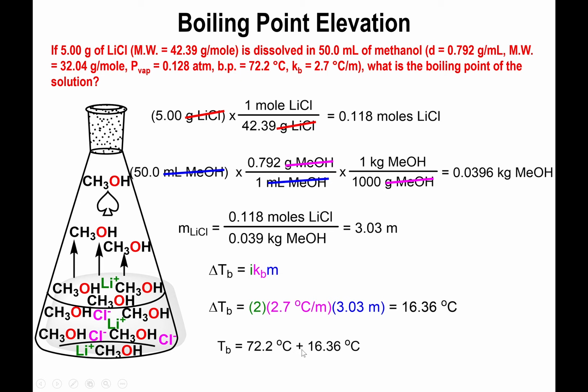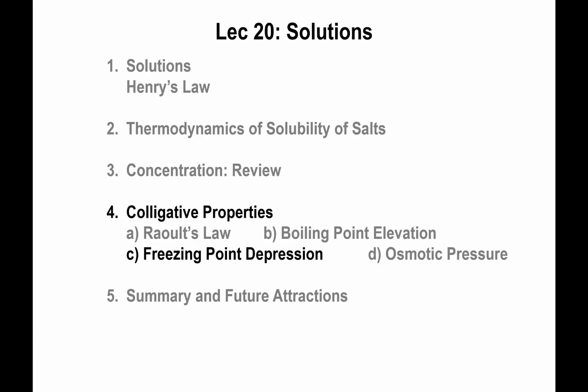So you will literally add it up to the boiling point of the pure liquid. And you see here the boiling point of methanol is 72.2 by itself. With this molality, we're going to raise the boiling point by 16.36, meaning that the actual boiling point is 88.56 or 88.6. Alright, so that's the boiling point elevation.